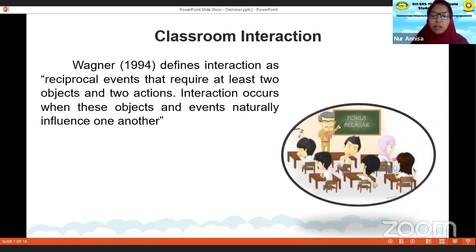You can see the pictures on your right side. In this picture, there is no interaction between the teacher and the students. The teacher here only explains the material and does not recognize that the students are focusing on other activities, like a student who is sleeping, chit-chatting with their friends, and doing makeup.